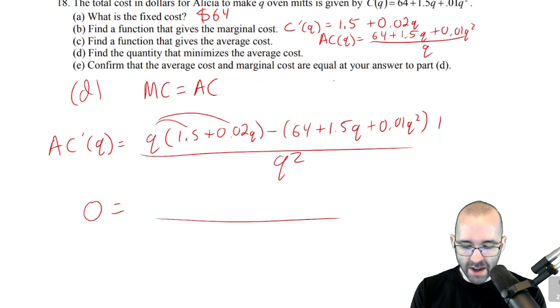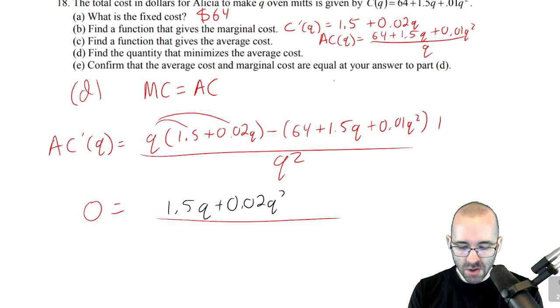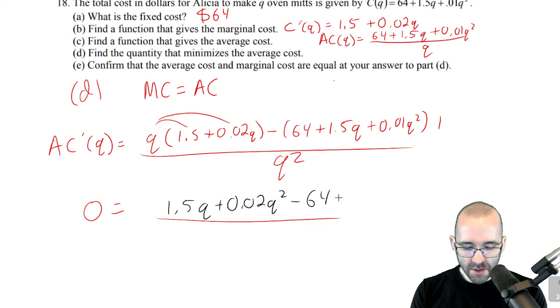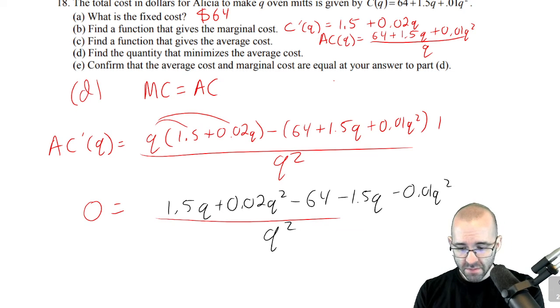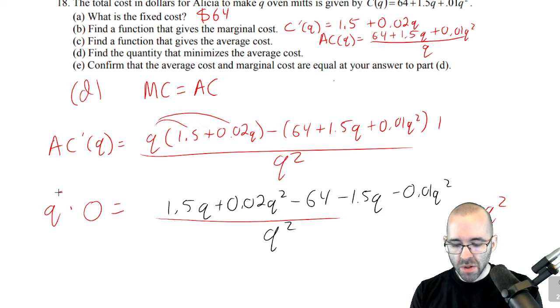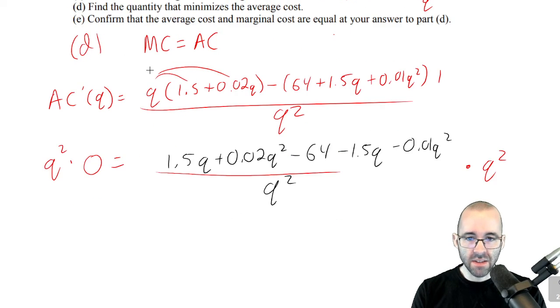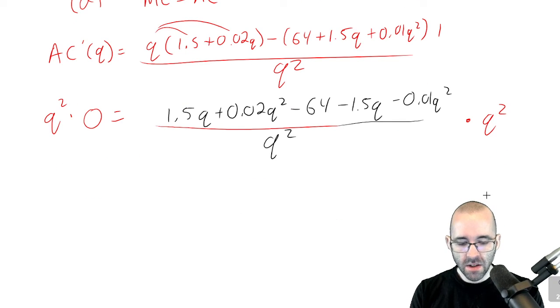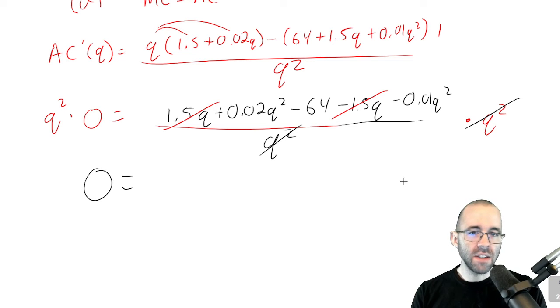1.5q plus 0.02 q squared. Distribute the negative. Denominator still q squared. We solve equations with fractions by multiplying both sides by the least common denominator. When we do that, it cancels on this side and the left-hand side is still 0. Let's combine like terms. These cancel out.